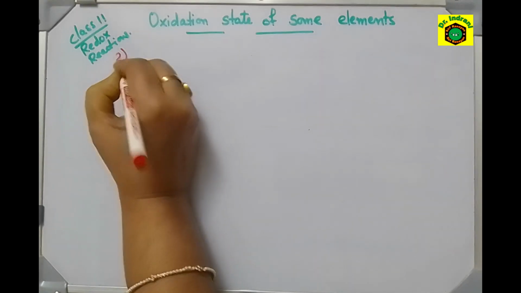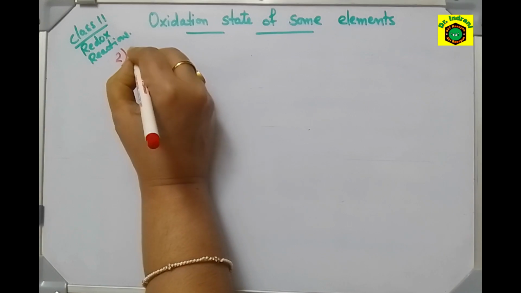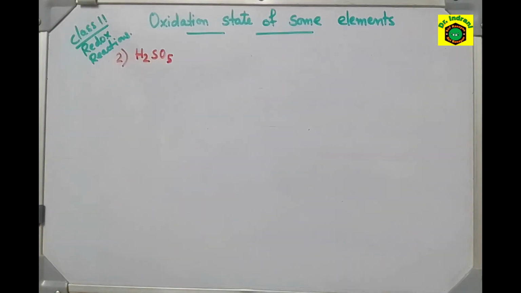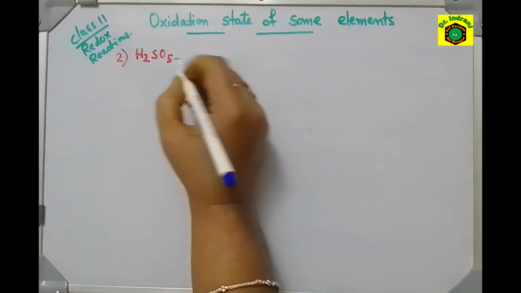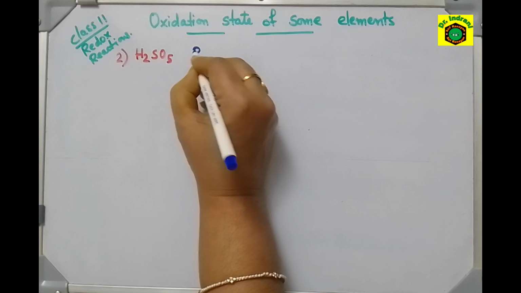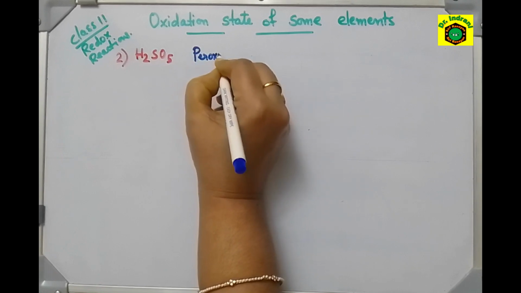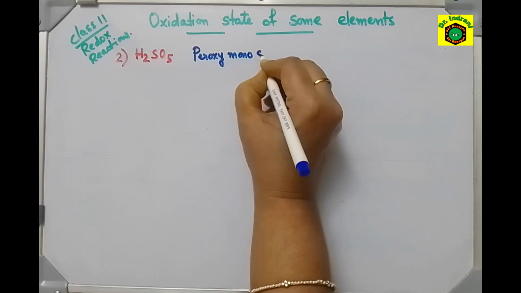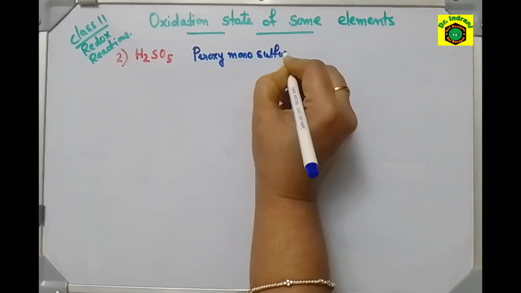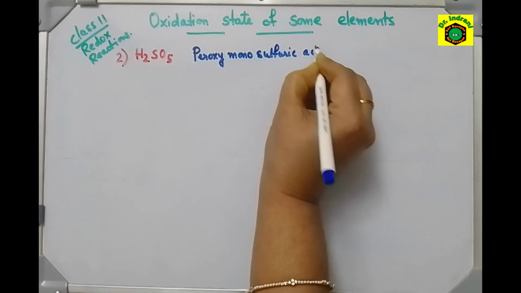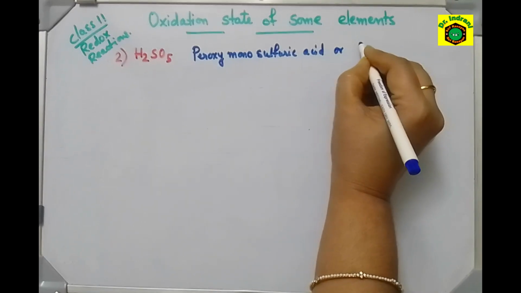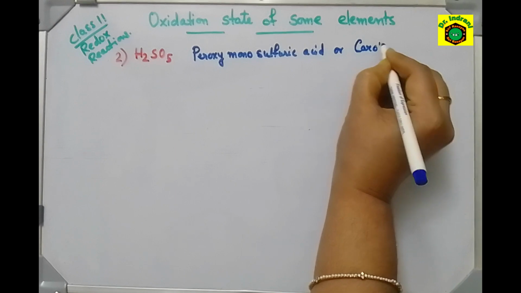The next example is H2SO5. Its name is peroxymonosulfuric acid, or another name is there, Caro's acid.